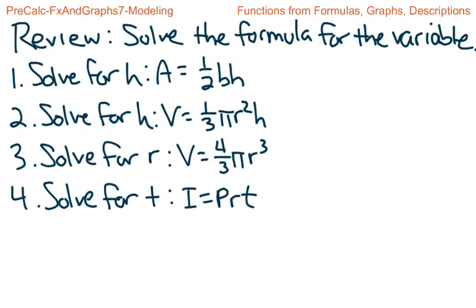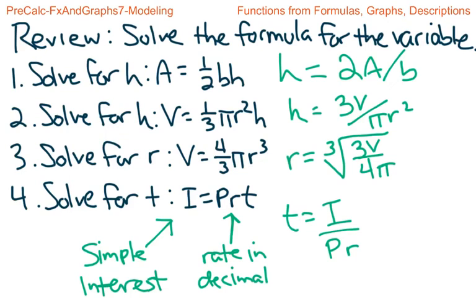Alrighty, here are the solutions. Solve for H, R, and T. And I just added there at the bottom that simple interest is what that last formula is, and the rate is always in a decimal form. T is time. So those are just practicing manipulating formulas so that we could solve for variables whenever we want.